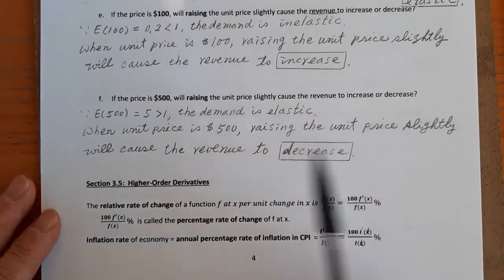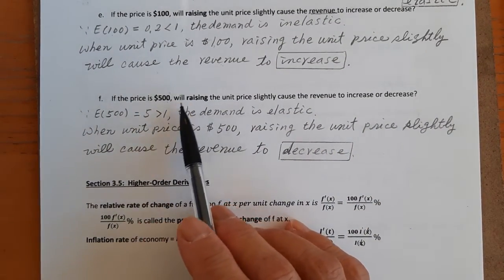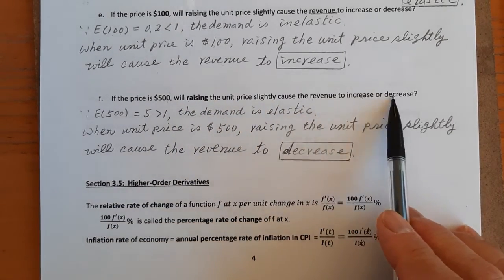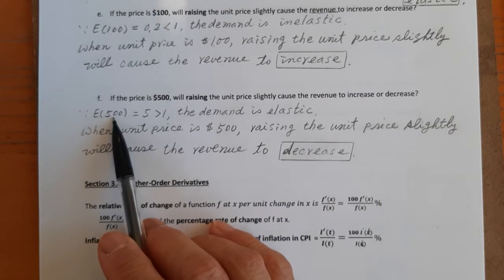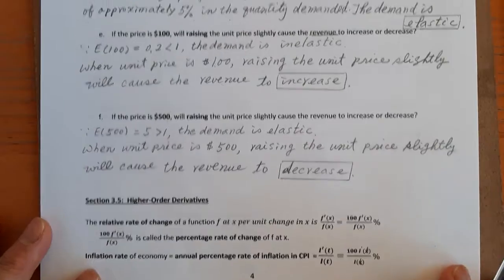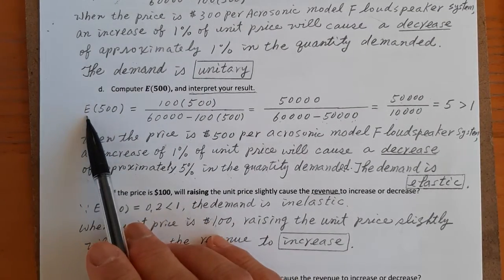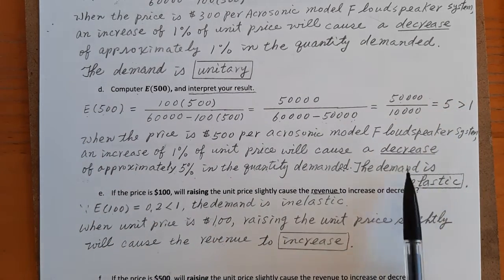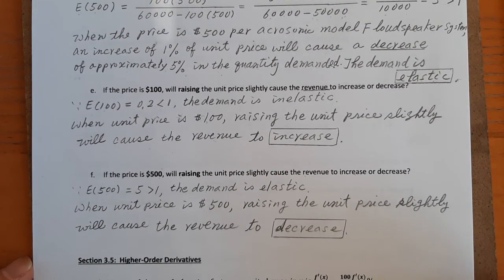Then it asks, if the price is $500, will raising the unit price slightly cause the revenue to increase or decrease? So E of 500 equals 5, which we just figured out in part D. E of 500 equals 5, greater than 1, so the demand is elastic. When elastic, the unit price and the revenue move in opposite directions.